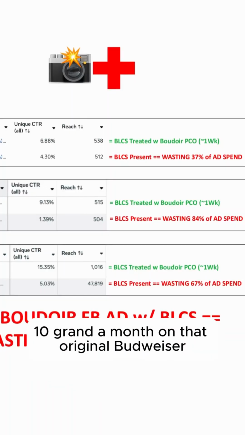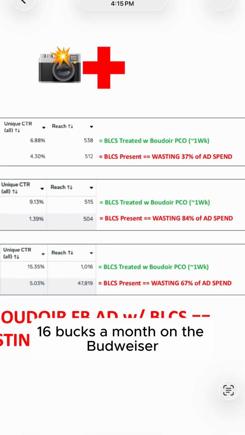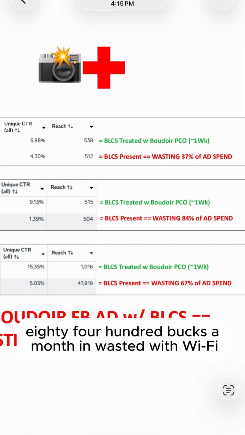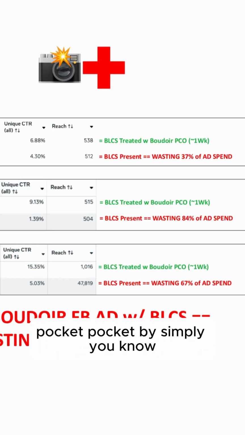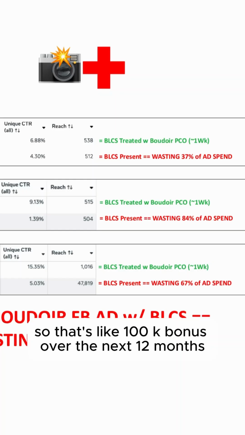So if they're spending 10 grand a month on that original Boudoir Facebook ad, now they only need to spend $1,600 a month on the Boudoir Pico treated Facebook ad, and they get their ad into the same number of women's brains in both scenarios. So they eliminate $8,400 a month in wasted Boudoir Facebook ad spend, and they actually pocket that $8,400 a month by simply not spending it. So it's like a 100K bonus over the next 12 months.